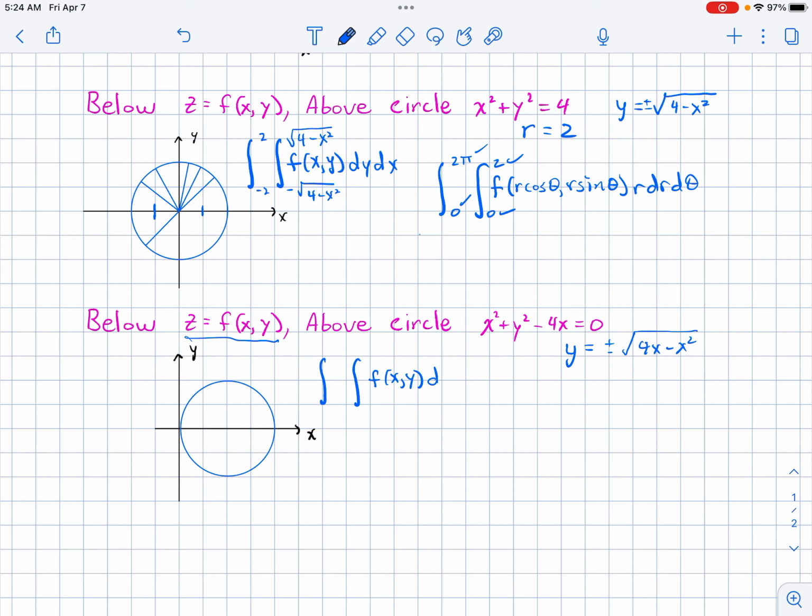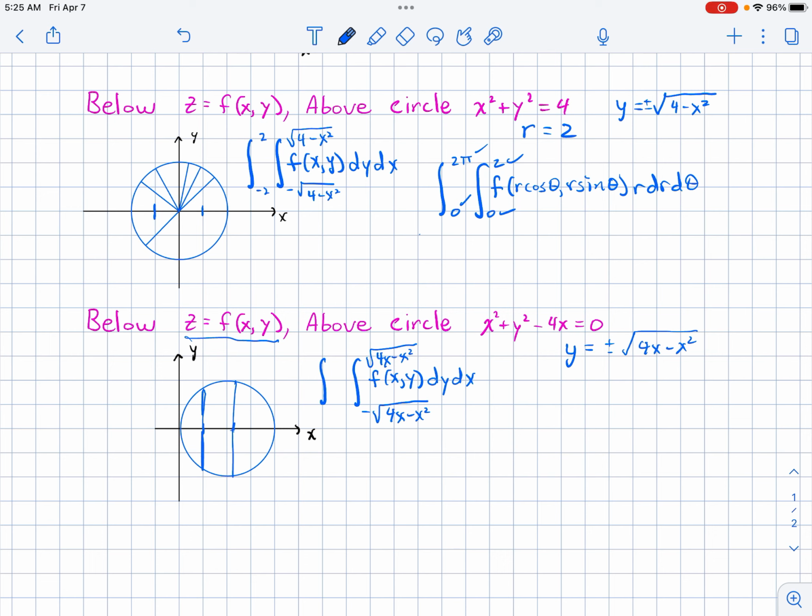And now I want to integrate with respect to y first and then with respect to x. So what does y do? Well, y goes from negative square root of 4x minus x squared to positive square root of 4x minus x squared. Let me write that a little better. So, no matter what x we choose, if I choose an x here, I'm going to go from here, down here, all the way up to here. No matter what x I choose, from here up to here.